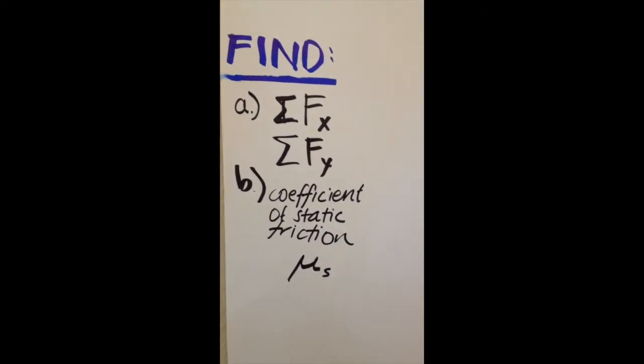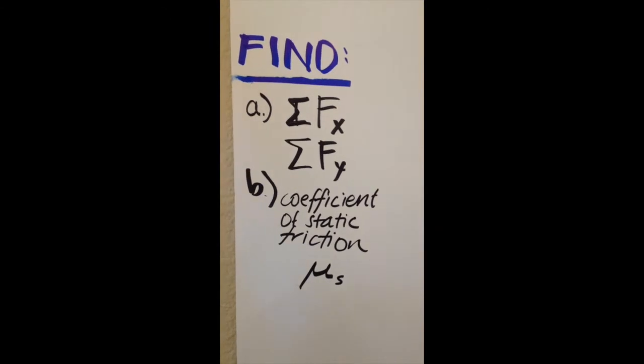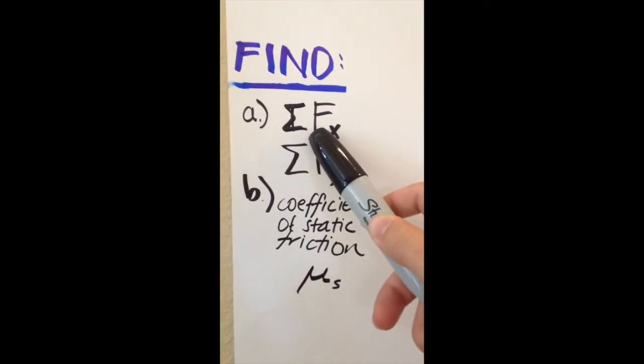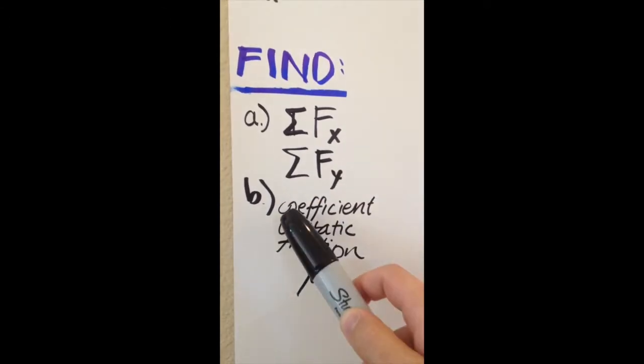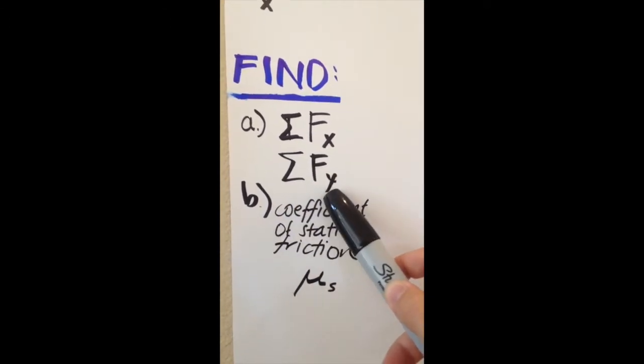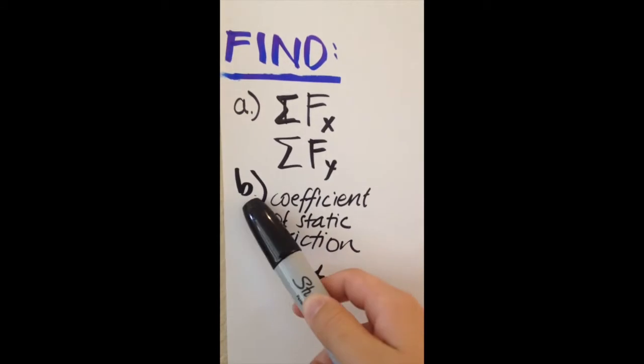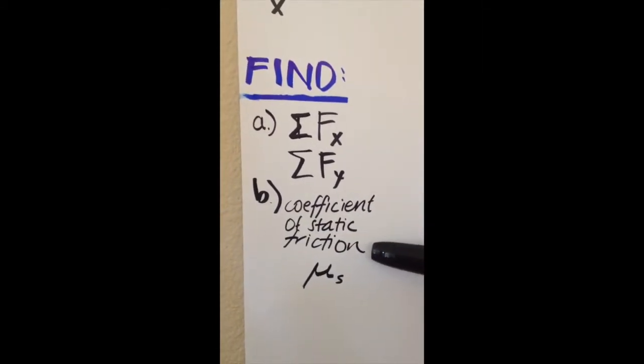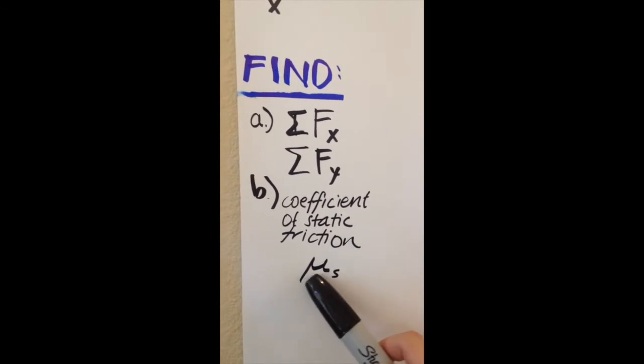Next, we have to identify the find. In part A, they want us to find the sum of the forces in the x direction as well as the sum of the forces in the y direction. In part B, they want us to find the coefficient of static friction, which is given the variable mu sub s.